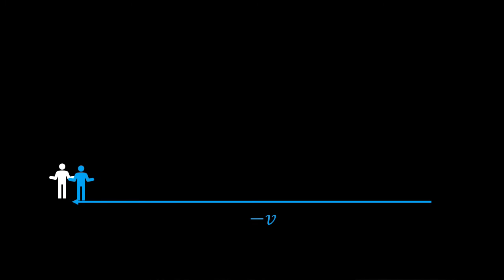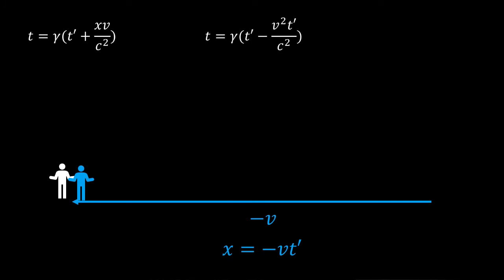On the return journey, do both observers see the other's clock going more slowly? The answer is no, and we can see this using the more complete Lorentz time transform. So Jill is now travelling towards Jack at minus v, so her distance x from Jack is minus vt prime. We now plug this into our time transform equation, and we find in Jack's reference frame t equals gamma, open brackets, t prime minus v squared t prime divided by c squared, which equals gamma t prime, open brackets, 1 minus v squared over c squared.